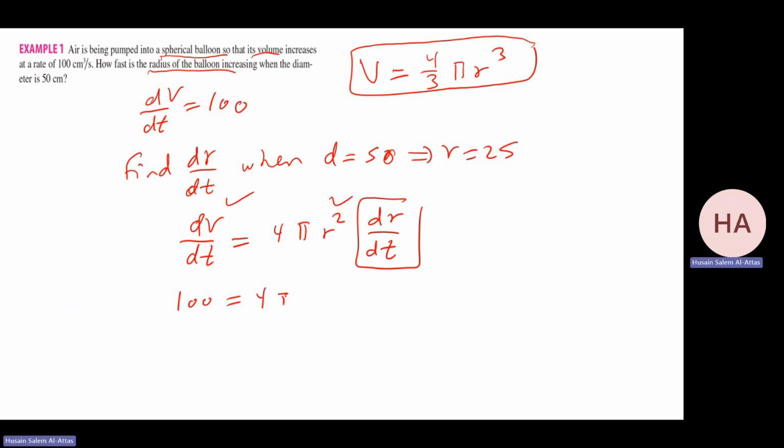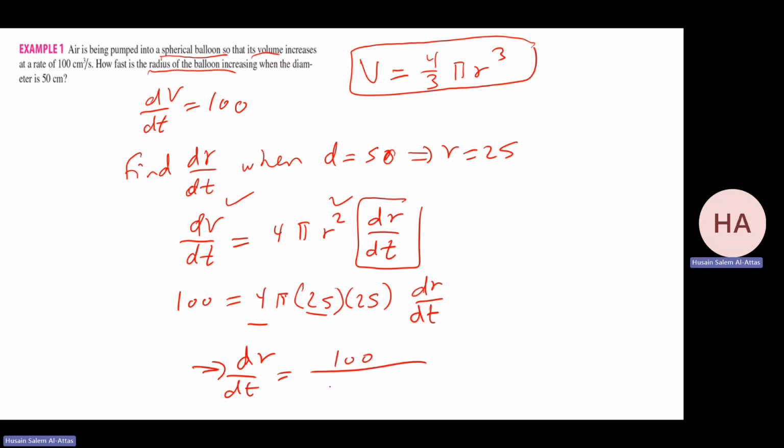So this is 100 equals 4 pi, what is r squared? It's 25 times 25. So it will be easy. So dr by dt will be 100 over 4 pi times 25 times 25, which is equal to 1 over 25. And the unit is what? Centimeter per second. Okay.